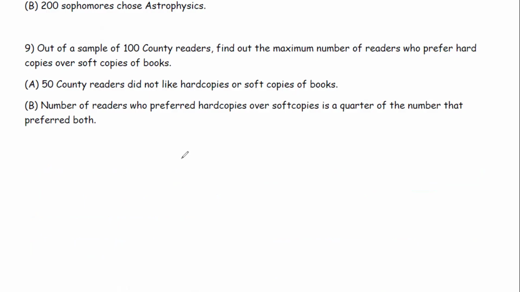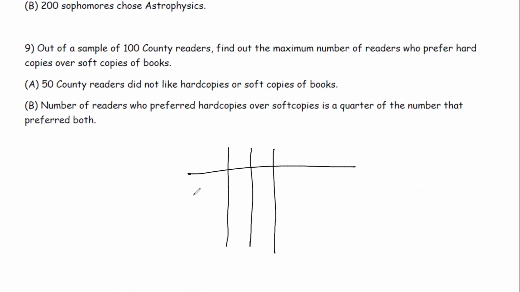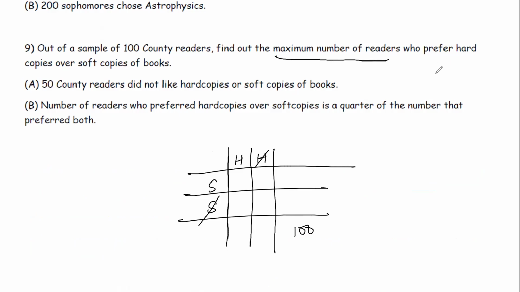Out of a sample of 100 county readers, find out the maximum number of readers who prefer hard copies over soft copies of books. So we have the categories hard copy and soft copy. Great. So hard copy and no hard copy, soft copy and no soft copy. So out of a sample of 100 county readers, this is what we have from the question stem. Find out the maximum number of readers who prefer hard copies over soft copies of books. So we need to find out this X, and the maximum X.